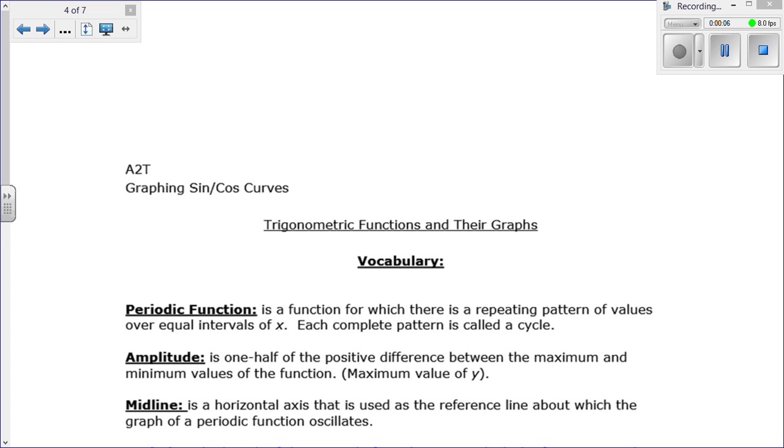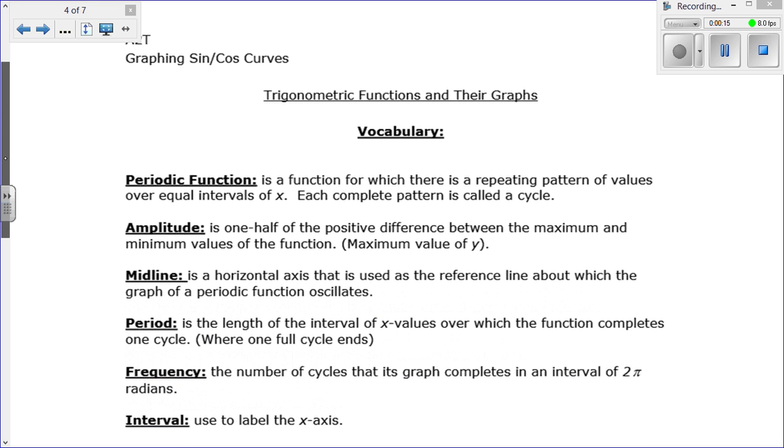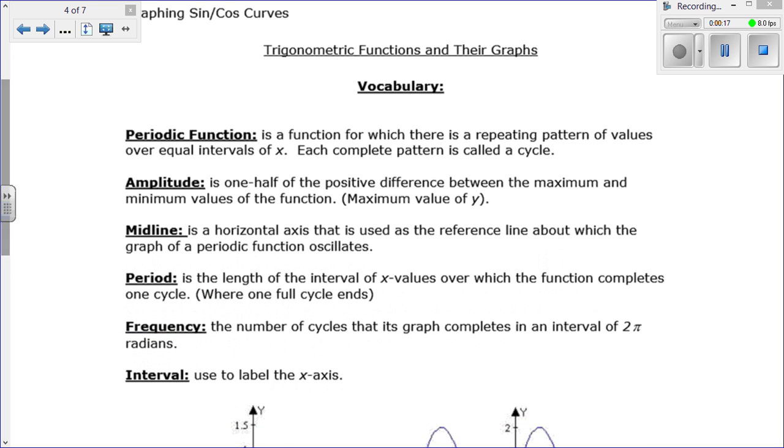Hi and welcome to Trig Graphs Day 2. Today we're going to talk a little bit about trig functions and their graphs. We have some vocabulary that we need to go over.